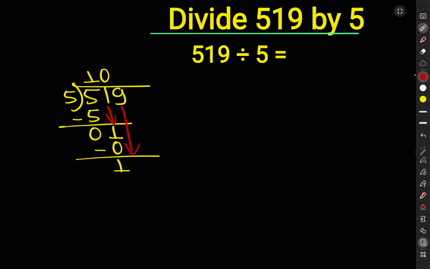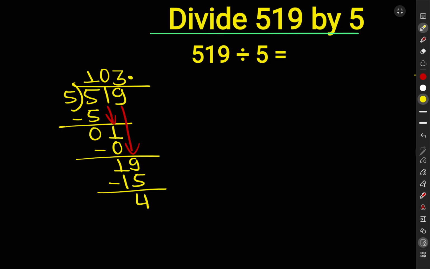So again we put down this 9 and it is 19. 5 times 3 is 15. On subtracting we get 4. So now we have no other number to put down.